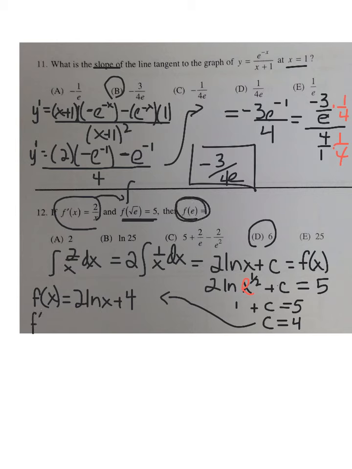So everywhere I see an x, I'm plugging in e. So 2 times the ln of e plus 4. Well, like on the last one, the ln and the e are going to cancel each other out. So that's just going to be 2 plus 4, which is 6. And there's your answer.